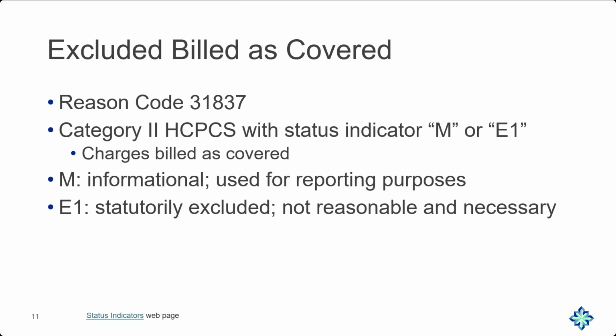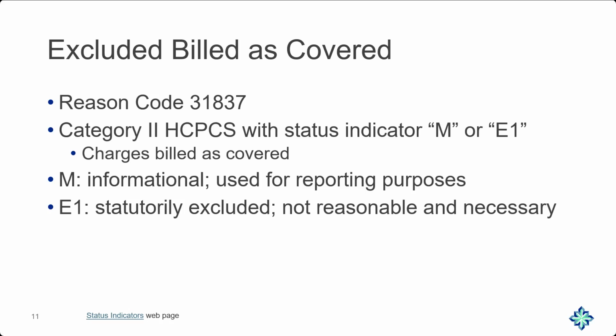First up were rejections related to excluded services billed as covered charges. So the reason code that showed up, if you're not familiar with this and what reason codes are, we have it listed here, 31837. So for this bill type, this is the reason code that showed up on the greatest number of claims within that date span that we talked about earlier, March 1st to May 31st.